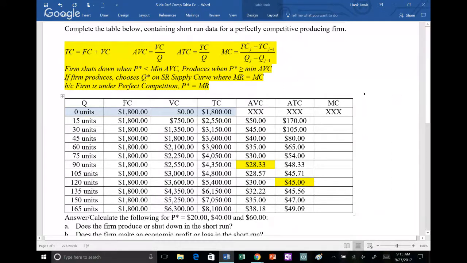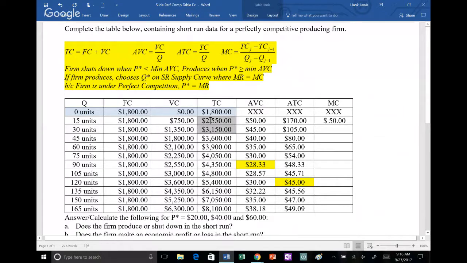Now, the last value is the marginal cost, and the marginal cost is a little more complicated. I'm going to start with the first value, and I'm highlighting two separate rows, the first row and the second row. Total cost in row 2 is $2,550. Total cost in row 1 is $1,800. $2,550 minus $1,800 is $750. 15 minus 0 is equal to 15 units. Okay, Q2 minus Q1. So 750 divided by 15 units, coincidentally, is equal to $50. It's not going to necessarily equal average variable cost at first. It's just a coincidence. Just do the math and don't worry about it.